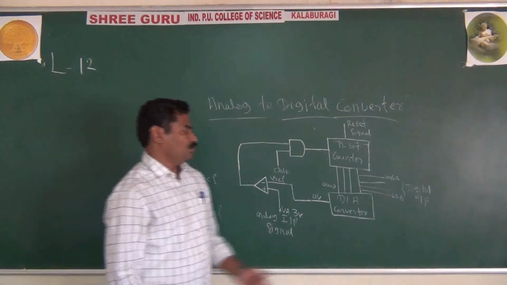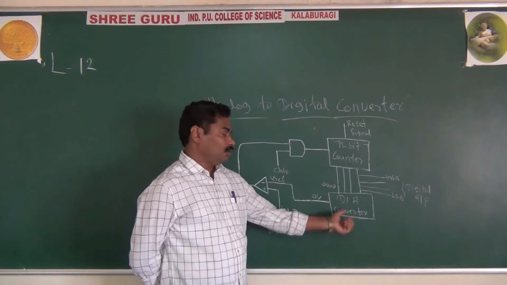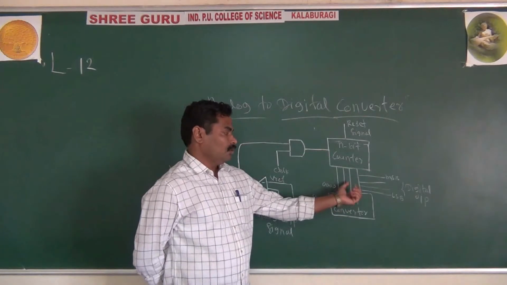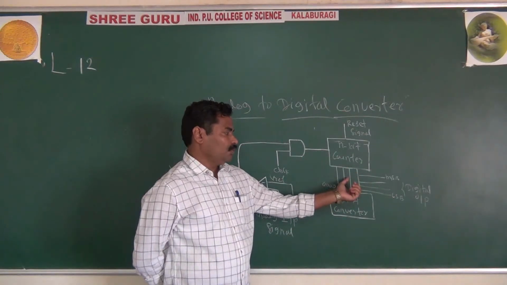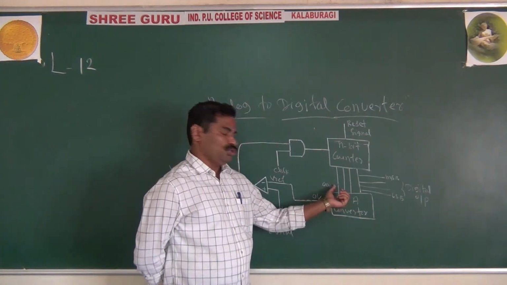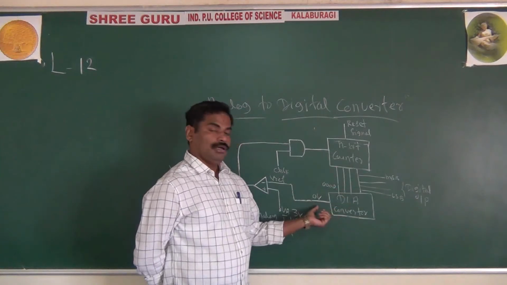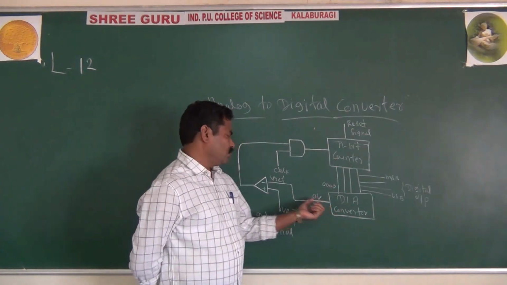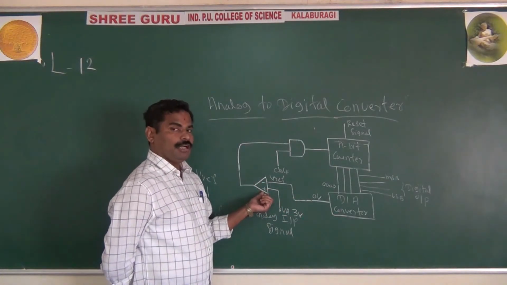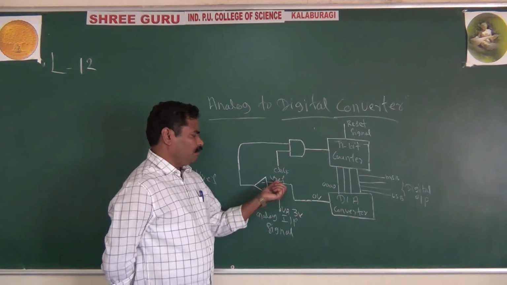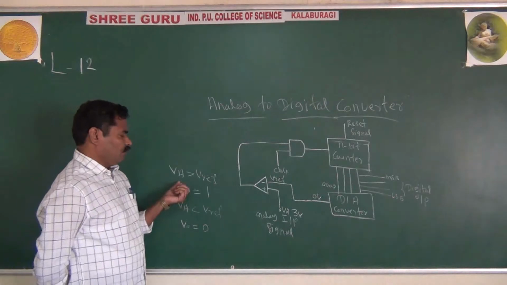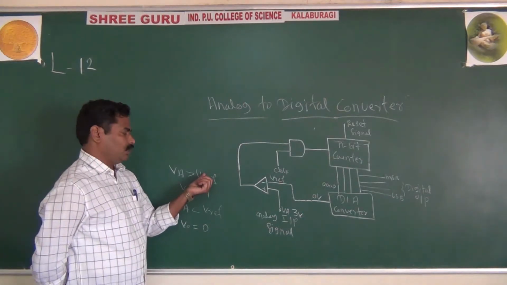The DAC converter converts this digital input to an analog output, because your binary counter output acts as the input for the DAC converter. This 0 volts, or some reference voltage, you are giving to the inverting terminal of your comparator. And as usual, the comparator compares V reference and VA.